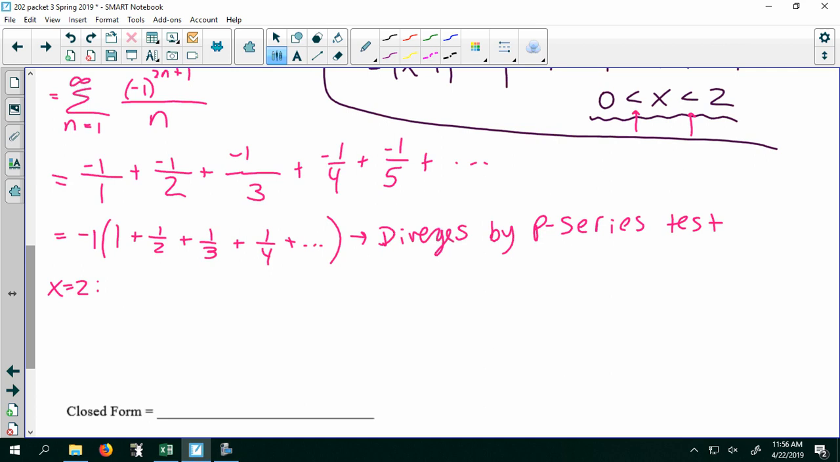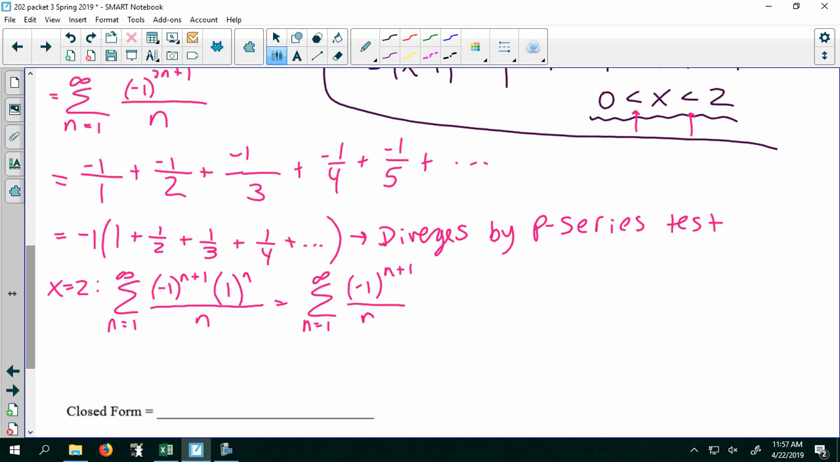So this looks like the sum from n equals 1 to infinity of -1 to the n plus 1 times x minus 1. If x is 2, 2 minus 1 is 1. So this is 1 to the n over n. And 1 to the n is always 1. So this is, more simply written, -1 to the n plus 1 over n. And this is going to be an alternating harmonic series.